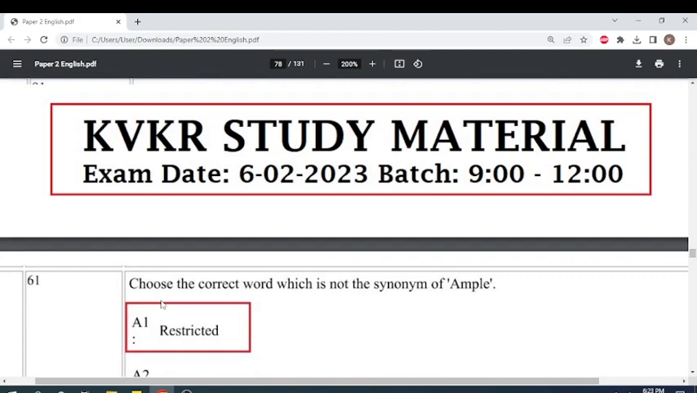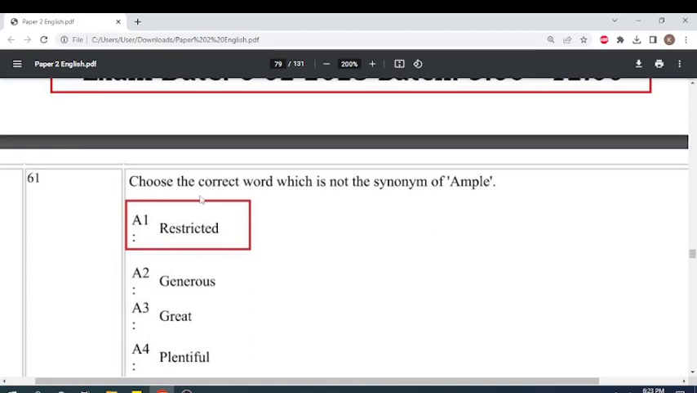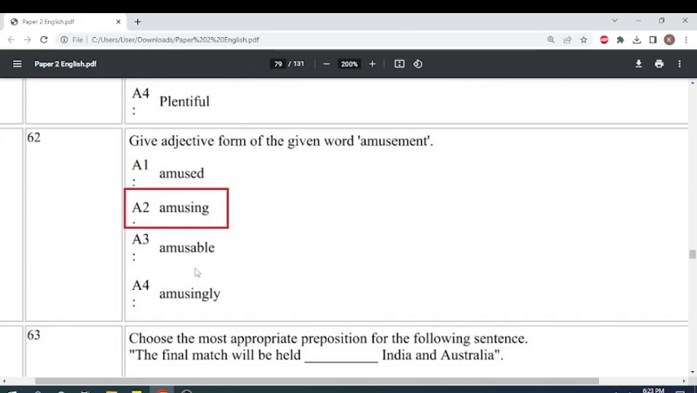6-2-2023 examination, morning batch. The first question is, choose the correct word which is not the synonym of ample. The tentative answer is A1, restricted. Give the adjective form of the given word amusement. Answer A2, amusing.